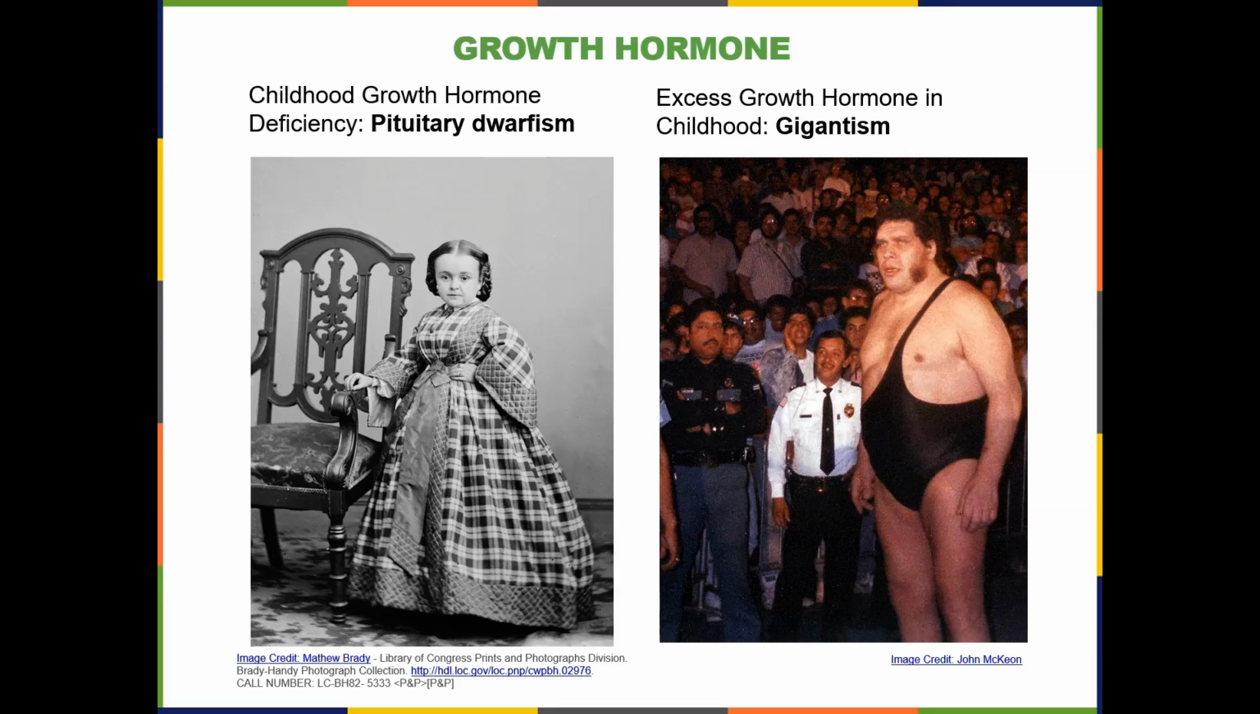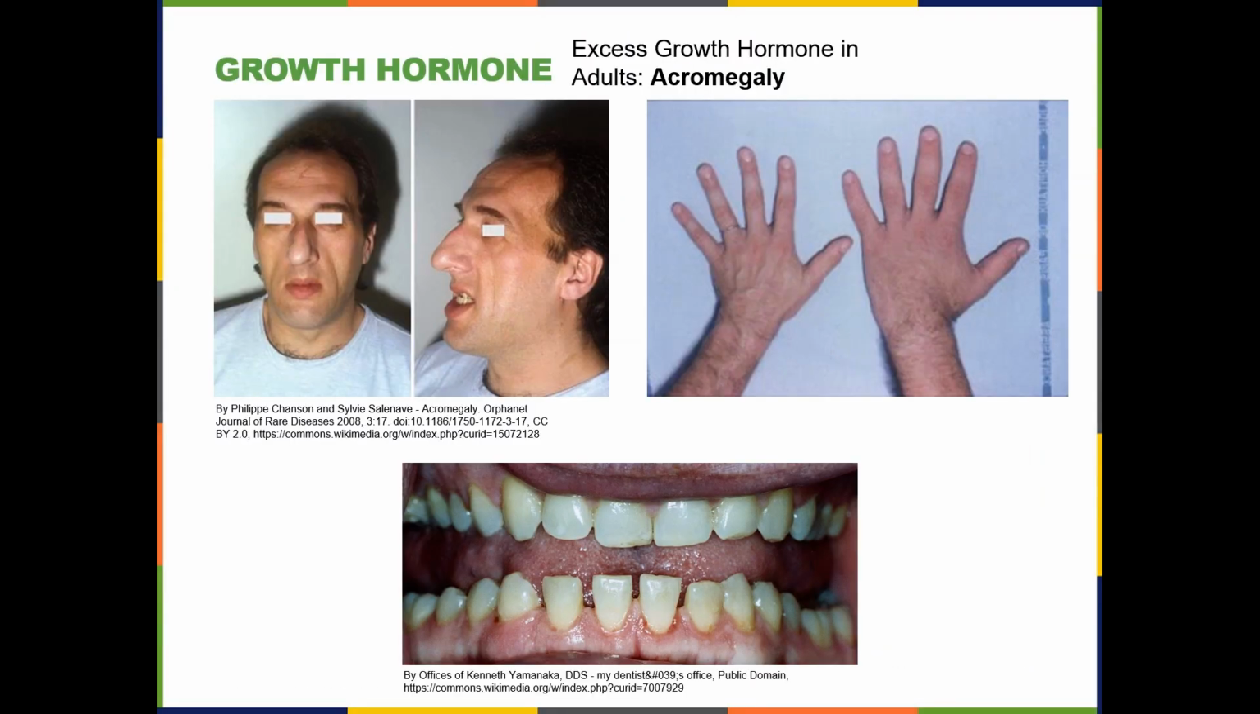In contrast, excessive growth hormone signaling during childhood leads to gigantism. While excessive growth hormone signaling during childhood causes gigantism, after the epiphyseal growth plates close, excessive growth hormone levels lead to a different disorder known as acromegaly.